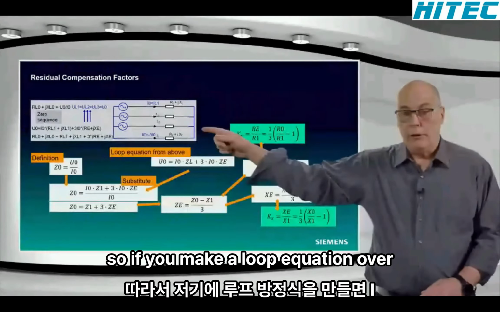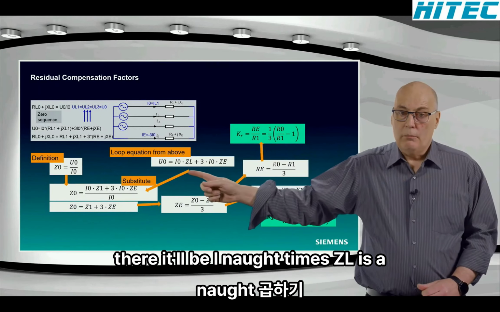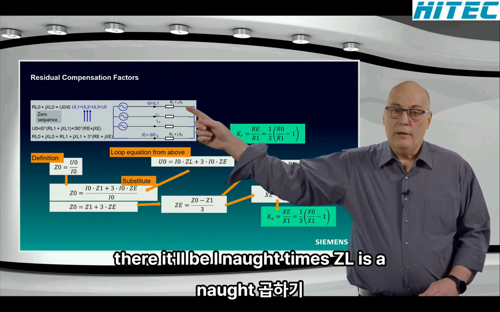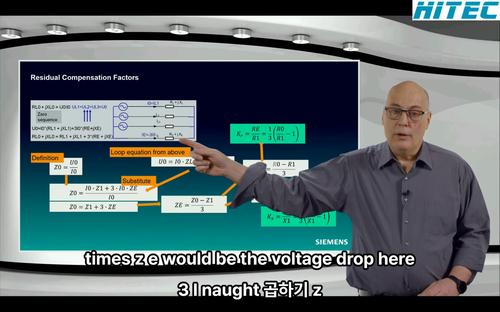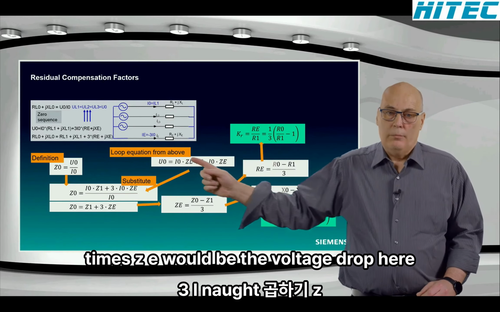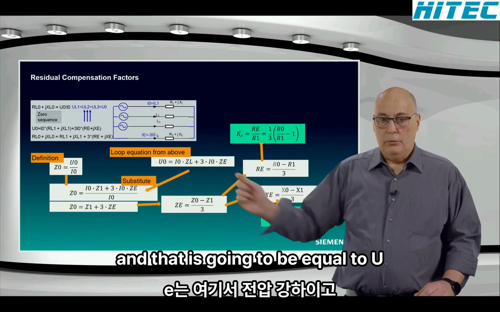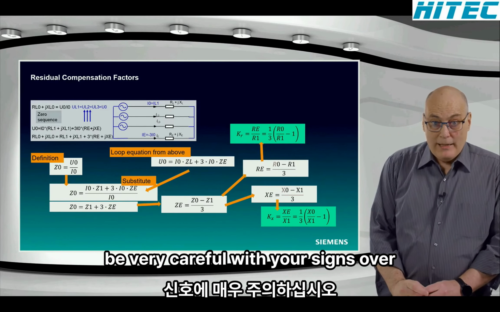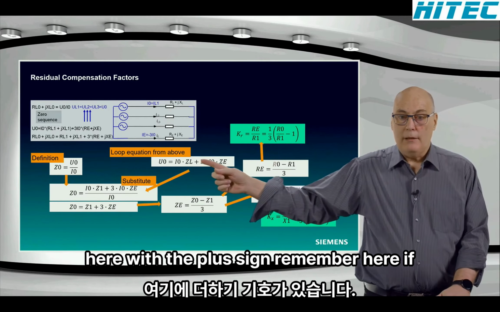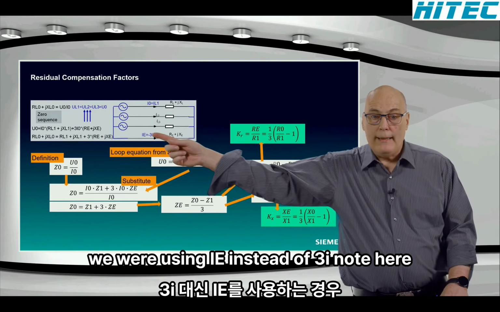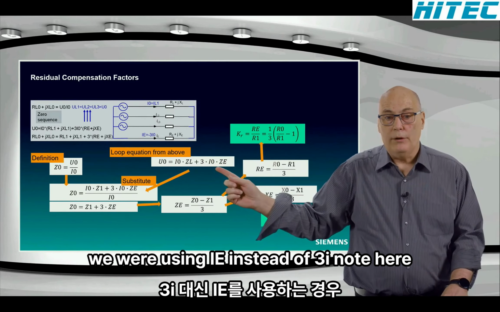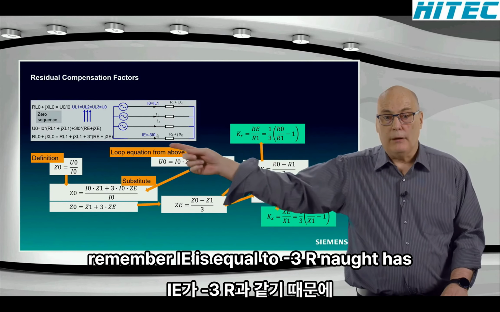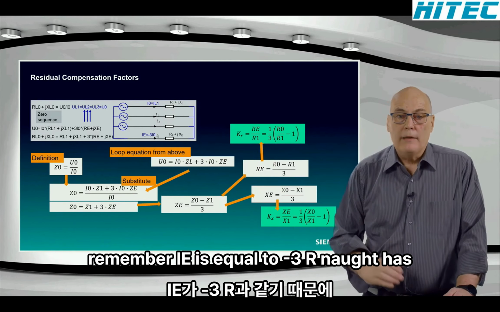So if you make a loop equation over there, it will be I naught times ZL is the voltage drop here, and 3 I naught times ZE would be the voltage drop here, and that is going to be equal to U naught. Be very careful with your signs over here with the plus sign. Remember here, if we were using IE instead of 3 I naught here, it would be a minus sign, because remember IE is equal to minus 3 I naught.